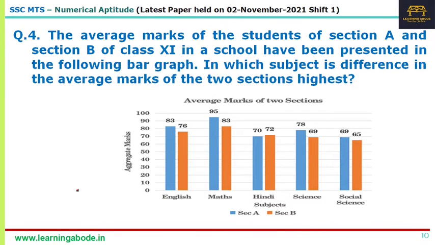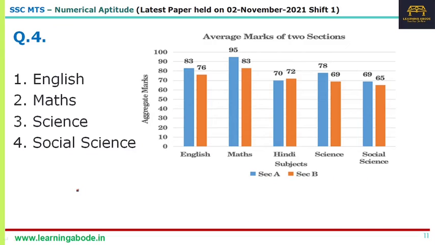Now the fourth one is a data interpretation question, but it's a very simple question. What is given here is the average marks of students of section A and section B of class 11 in a school. That's presented in the form of a bar chart. Now, in which subject is the difference between the average marks of the two sections the highest? You can look at the answer choices: English, Maths, Science and Social Science, there are 5 subjects given here. You can just consider only these options.